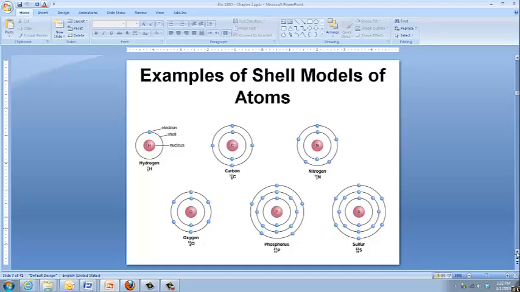At this point then we're ready to transition to the next lecture, which will be our discussion of bond formation between atoms.